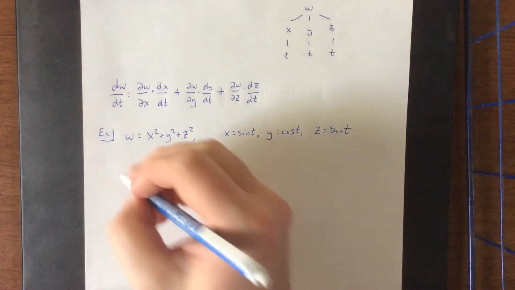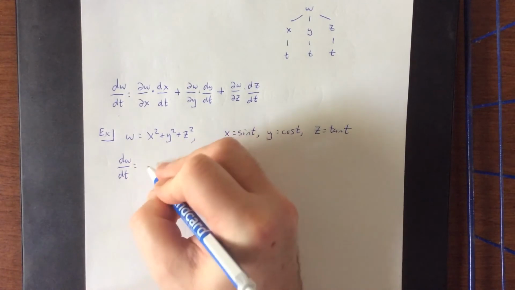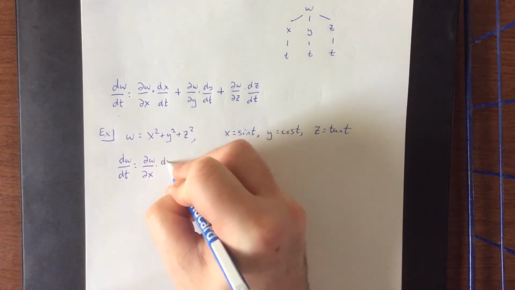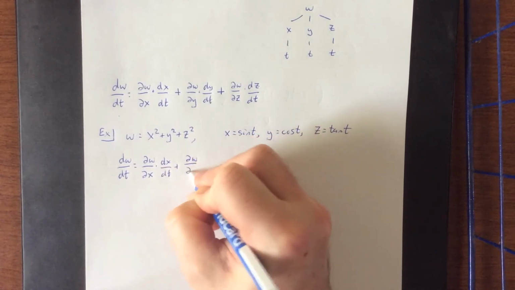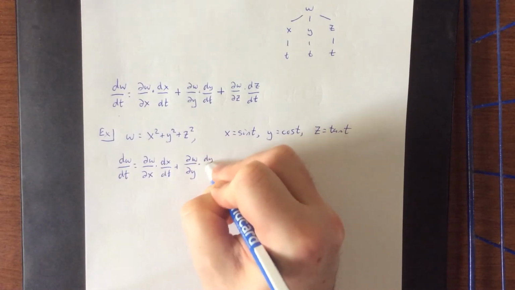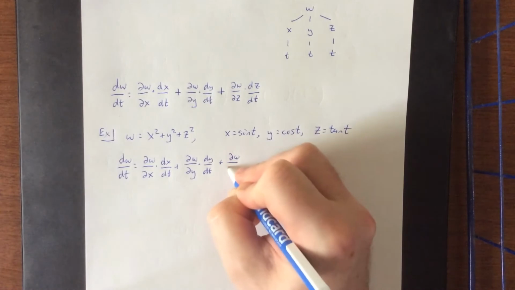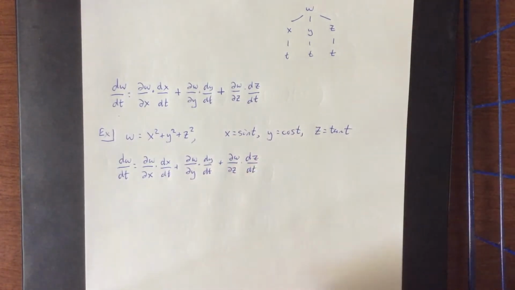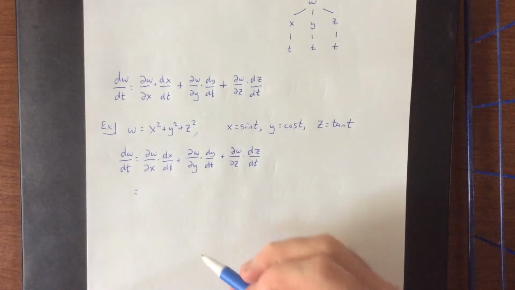So if I am going to go this route, then once again, dw dt is going to be equal to the partial derivative of w with respect to x times dx dt, plus the partial derivative of w with respect to y times dy dt, plus the partial derivative of w with respect to z times dz dt. None of these derivatives is going to be particularly challenging, so let's finish them off.